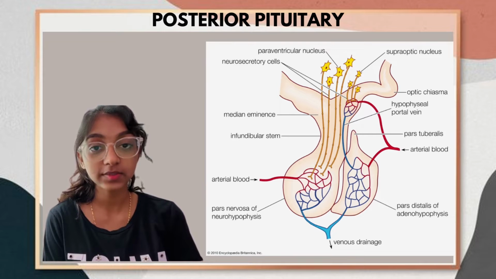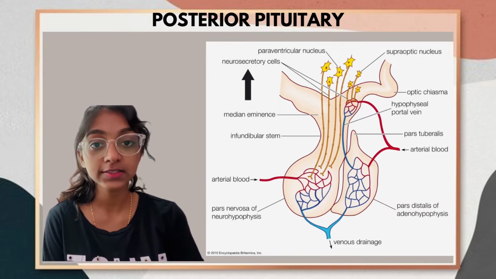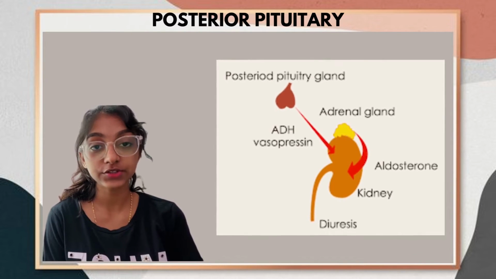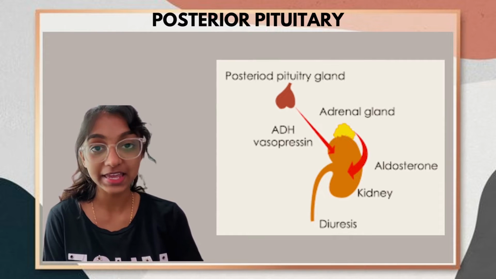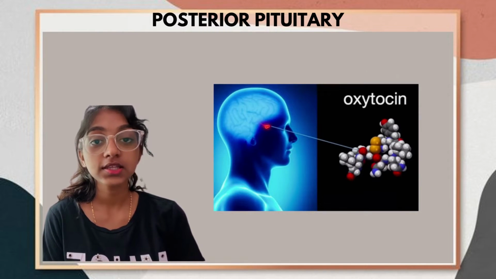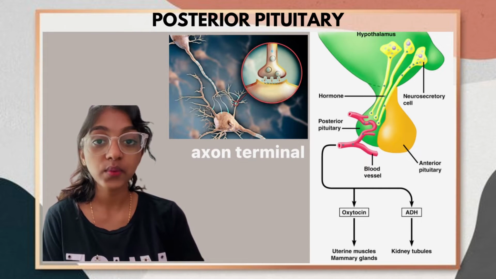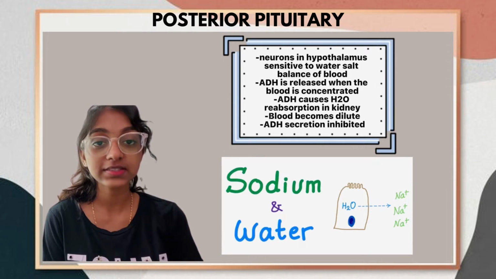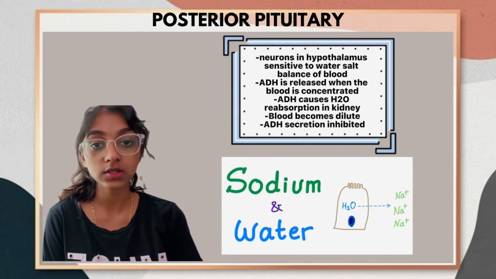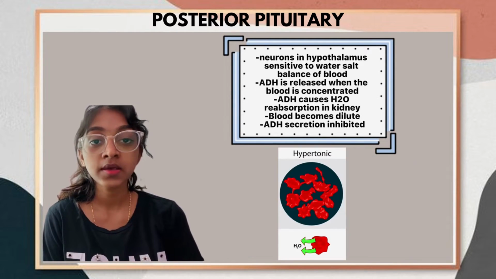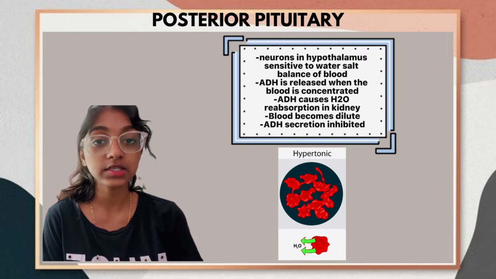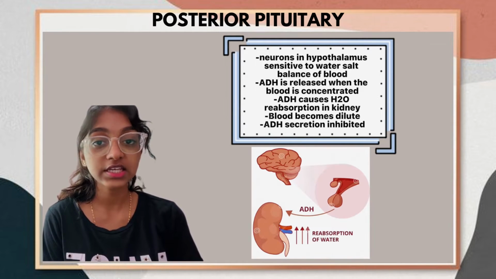Neurons in the hypothalamus, called neurosecretory cells, produce the hormones antidiuretic hormone, also known as ADH, and oxytocin. These hormones pass through the axons to the posterior pituitary, where they are stored in axon terminals. Certain neurons in the hypothalamus are sensitive to the water-salt balance of the blood. When these cells determine that the blood is too concentrated, ADH is released from the posterior pituitary.